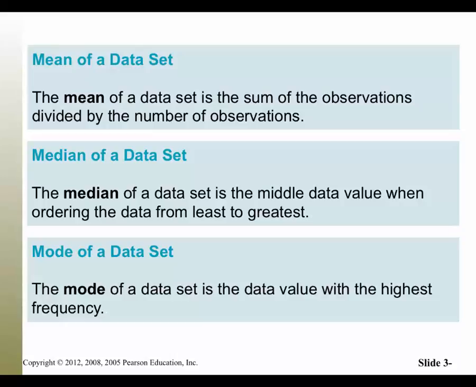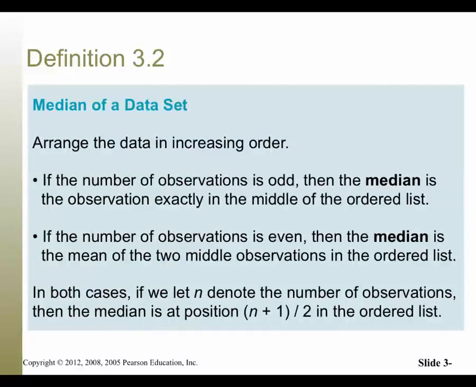So the mean is pretty straightforward. You just sum up the data values and divide by the number of data values, and you get this average, this kind of middle value for all of them. The median and the mode need some extra explanation. For the median, we arrange the data in increasing order. If you have an odd number of observations, then you truly have a data value that's in the middle, right?